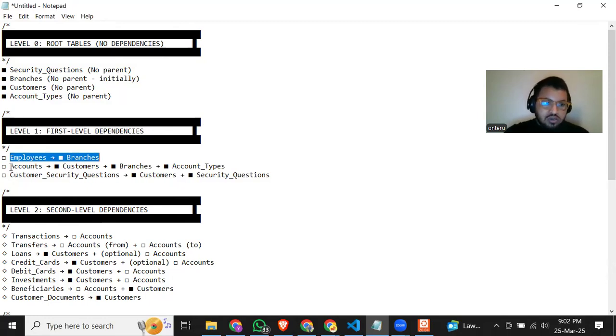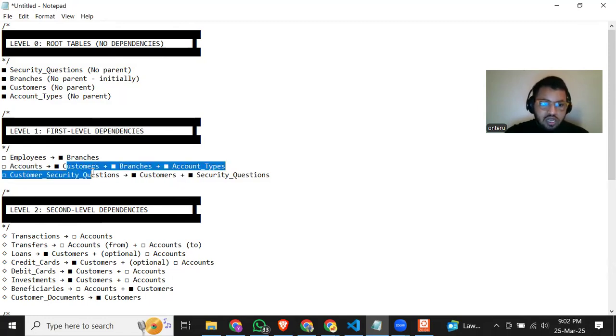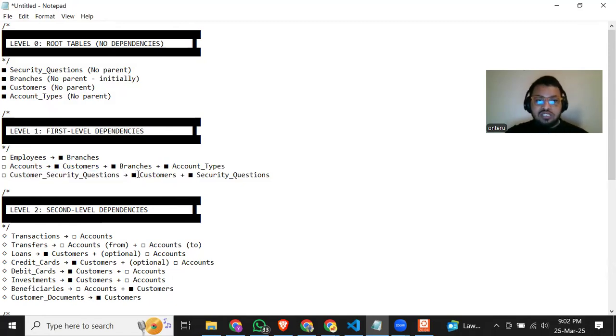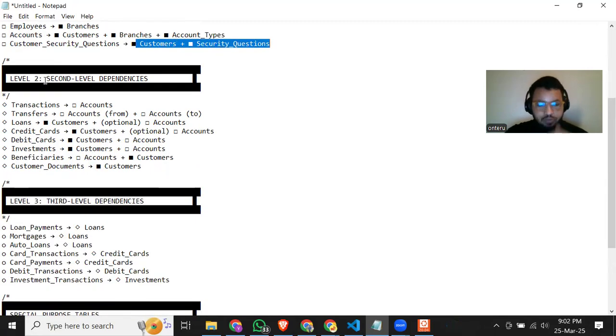and then accounts. These accounts depend on customers, branches and account types. For creating any record in the accounts, I need a reference from the customers, branches and account types, and the customer security questions. If I want to build any records in the customer security questions, I need to take references from these parent tables. Okay, so this is the third level dependencies.